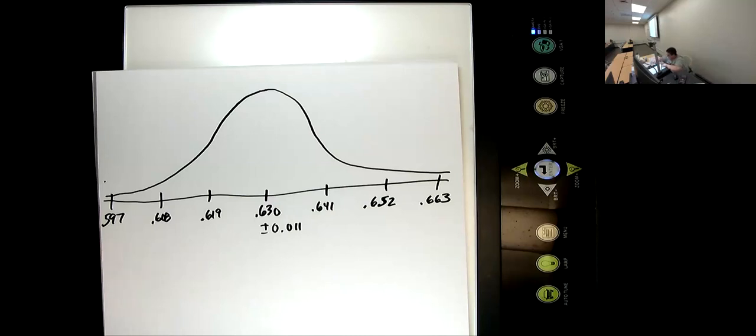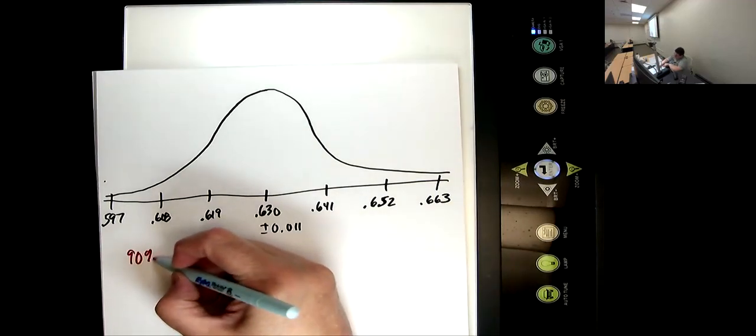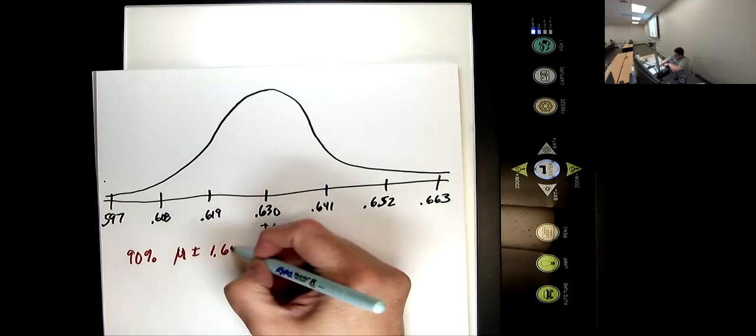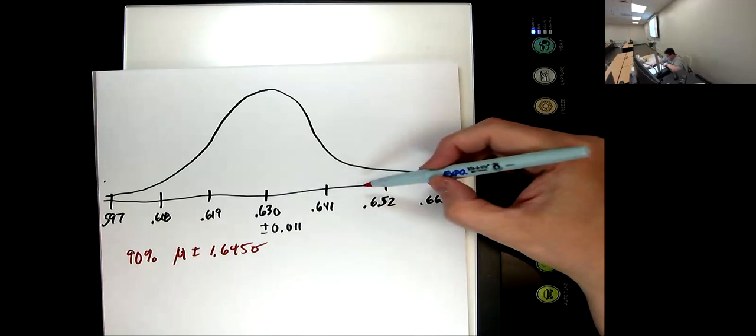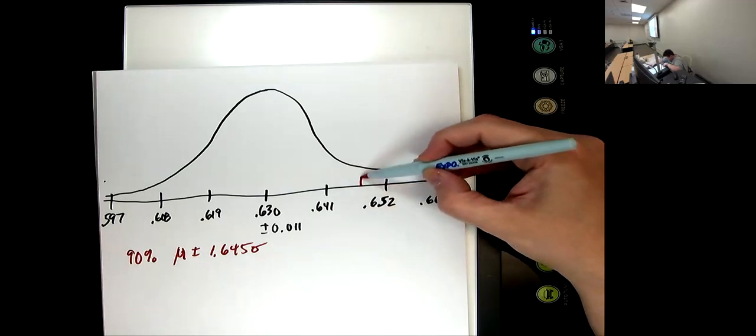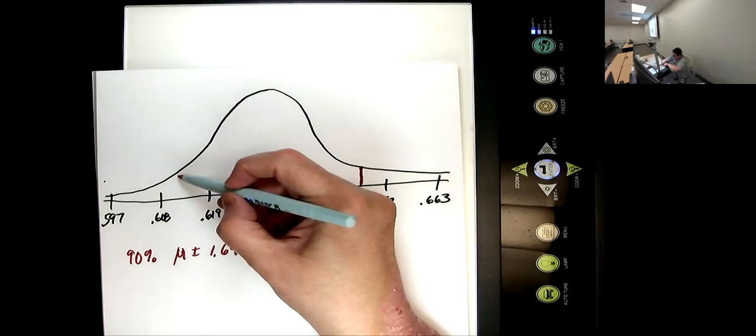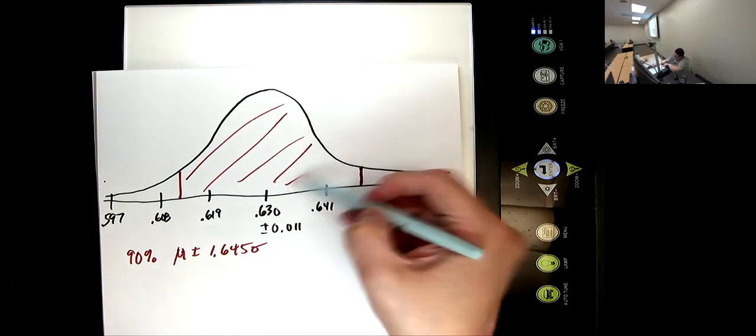And 90% was plus or minus 1.645 standard deviations. This is 1 deviation. This is 2. We're going to go a little bit over halfway away from the center. So that's the 90%.